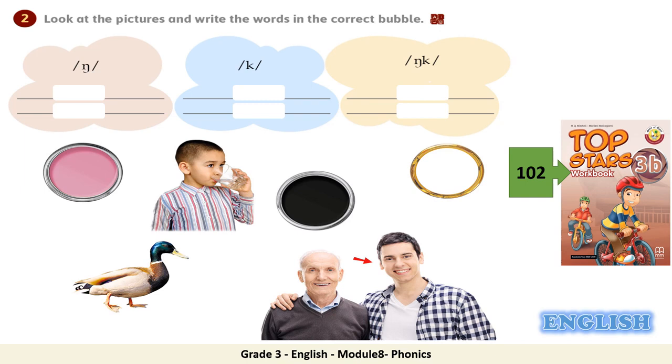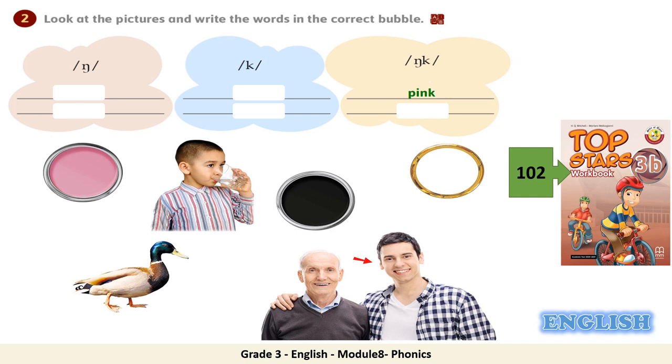I want to do the first one as an example for you. Have a look at the first picture. What color do you see? It's pink. Ink. So we are going to write the word pink in the last bubble. Can you do the rest? I am sure you can. Now pause the video, please, and continue.